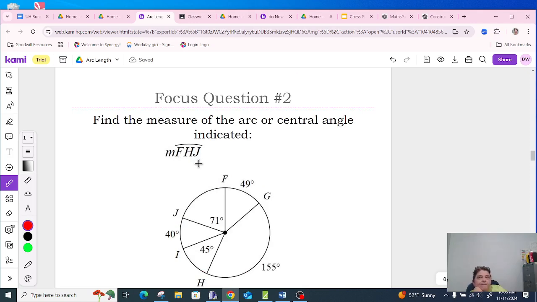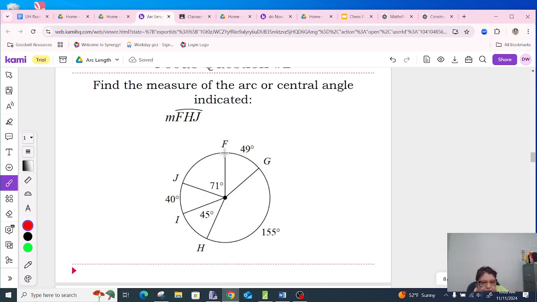HJ. Is this going to be a major arc or a minor arc? Major. Major means it's going to be larger than 180. So F, H, G would be going all the way around the outside. And I'll trace it for you. Here's F. I'm going all the way around, right? To G. F, H, G is this whole arc here.